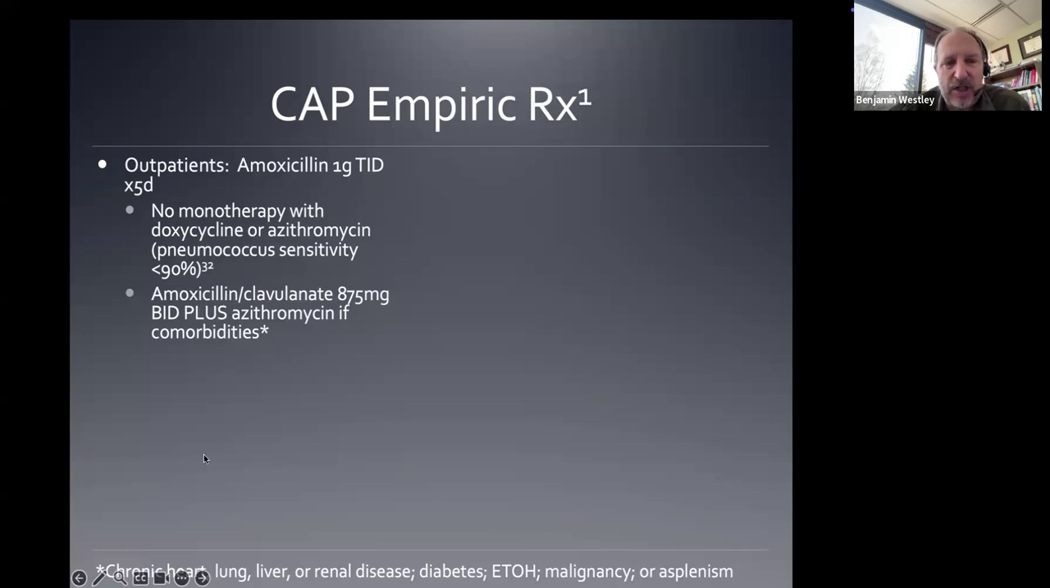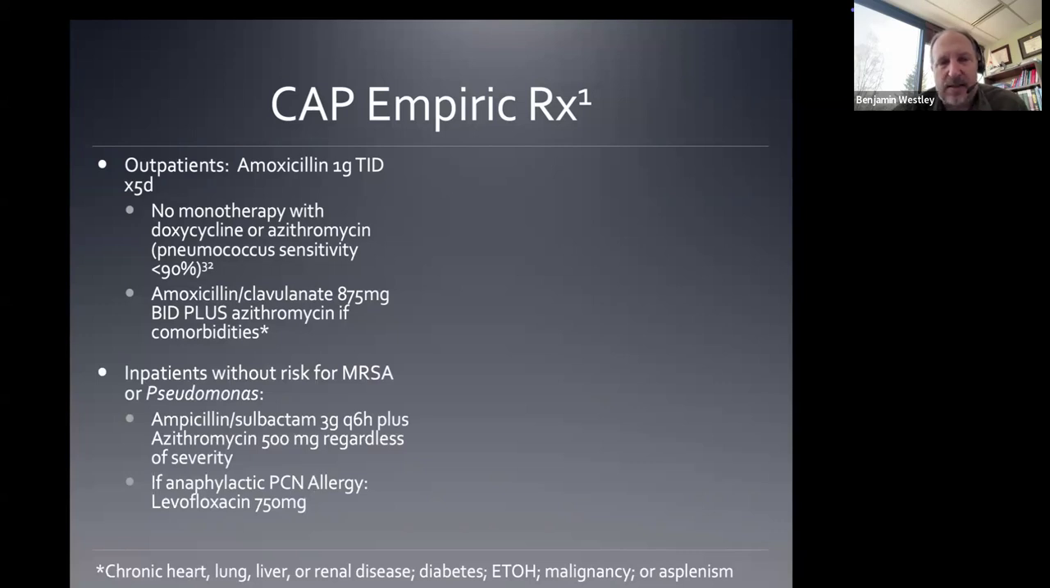Most patients that have outpatient pneumonia have one of these risk factors, and so frequently a combination of amoxicillin clavulanate plus azithromycin is used. It's on our pathways, and that is what the IDSA and ATS recommend for outpatient pneumonia if any of those risk factors are present.